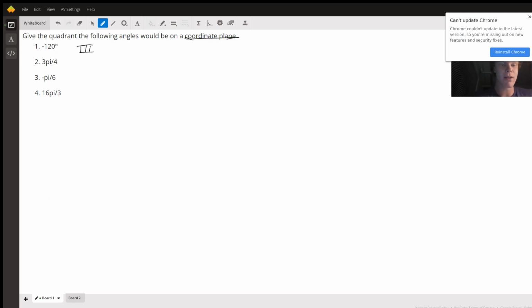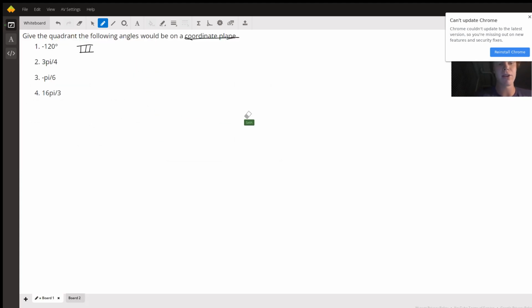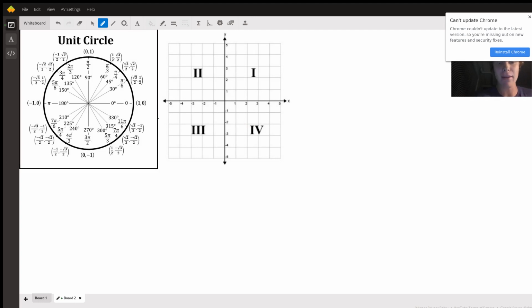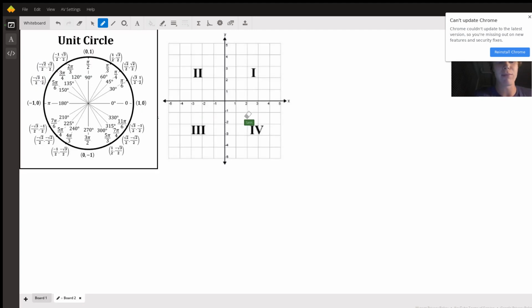Now you can do a similar process on part 2 and part 3, just going in the appropriate positive or negative directions. Part 4, however, is a little bit trickier. The unit circle is only 360 degrees, or 2 pi around. 16 pi thirds is much greater than 2 pi. So to find what quadrant we're talking about, we have to go around the circle multiple times.